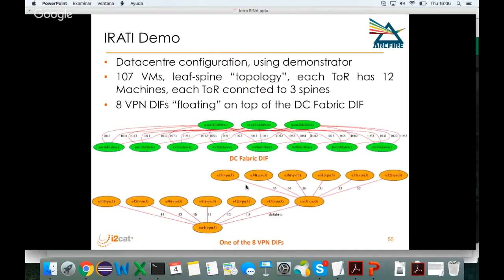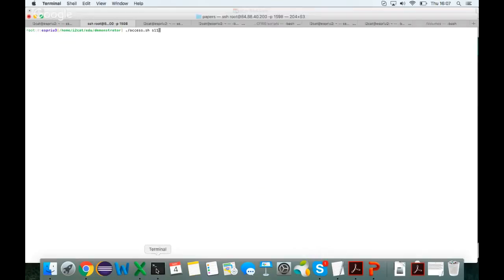We have a tool called the demonstrator that basically allows you to instantiate and configure RINA in a single physical machine. It creates a number of virtual machines with RINA, with this IRATI prototype inside, and configures them in the topology that you specify. Here, for example, in this demo, we have 107 VMs with a data center topology, in which we have a data center fabric DIF with this topology, and on top we have 8 VPN DIFs, each VPN with this topology here, just to make it more visible and to show something more on slides.